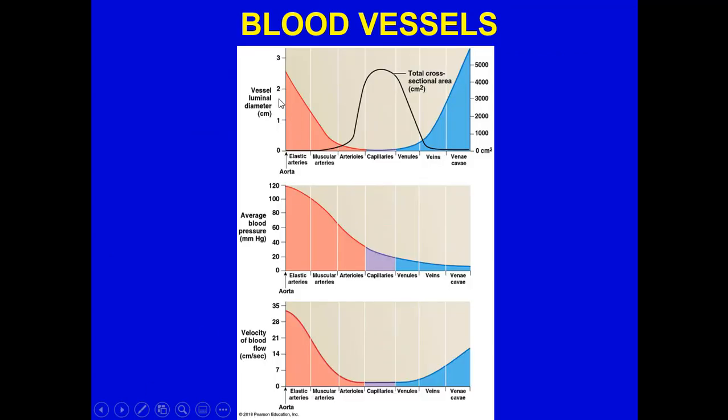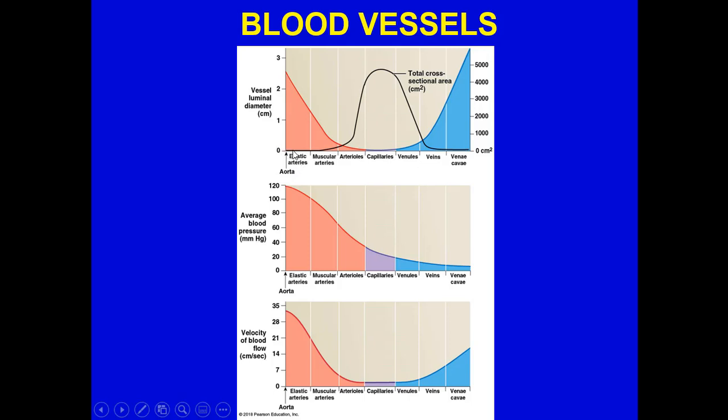Now, if I was in the classroom, I would basically be walking through this and saying, okay, in the elastic arteries, you have so much vessel luminal diameter. This is, of course, your cross-sectional area. This is your pressure, the vessel luminal diameter here. This is the average blood pressure. This is the velocity of blood. So what you're going to see is this.